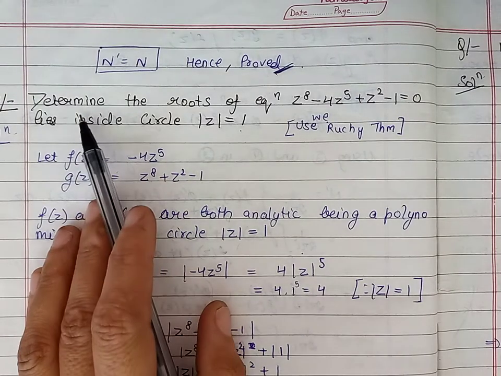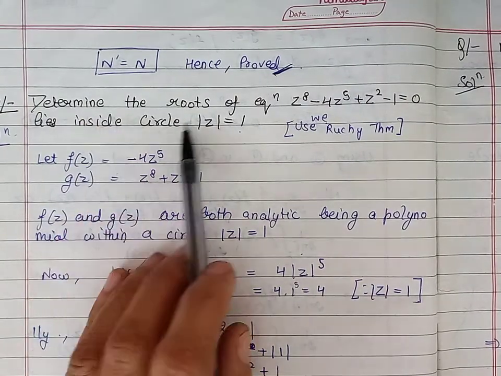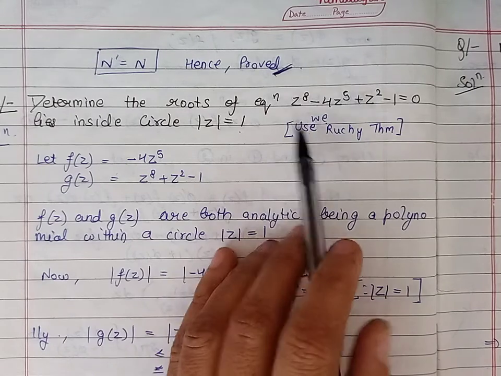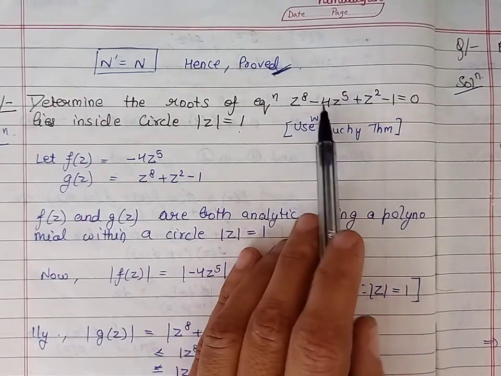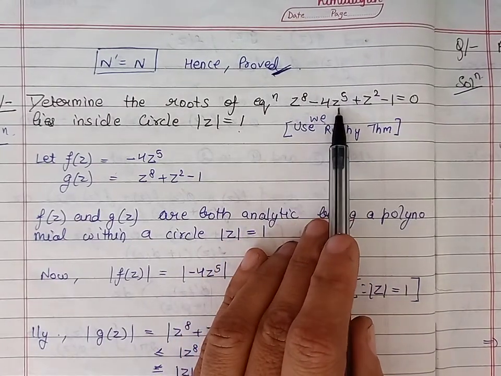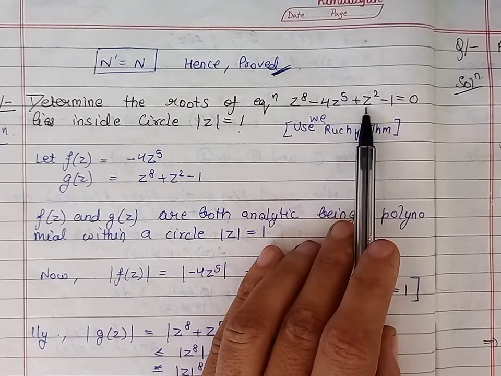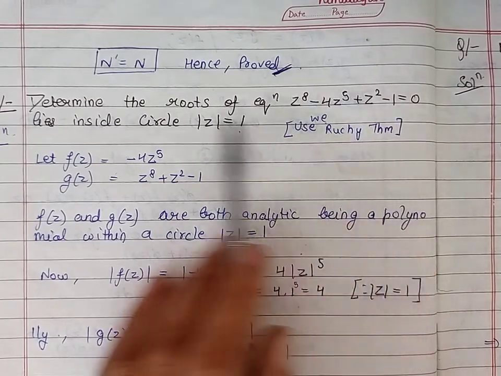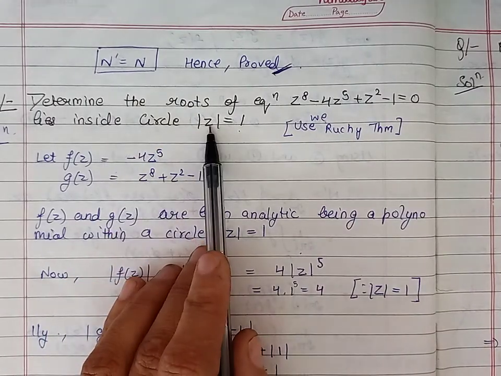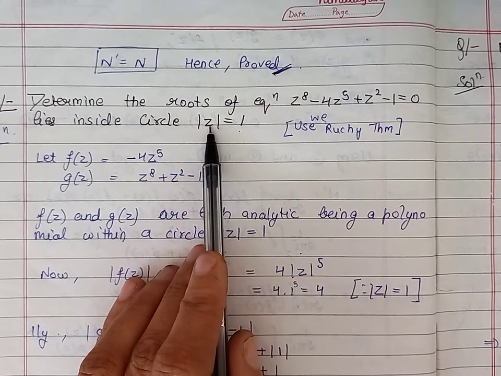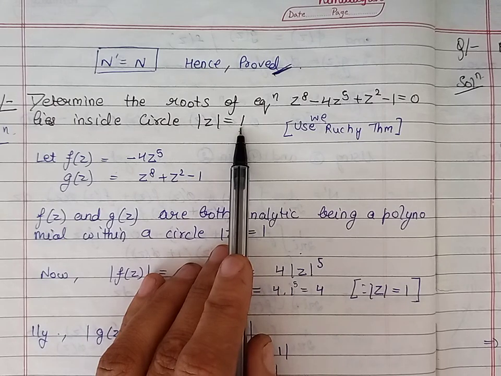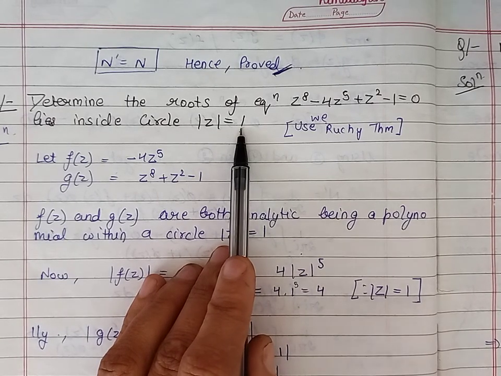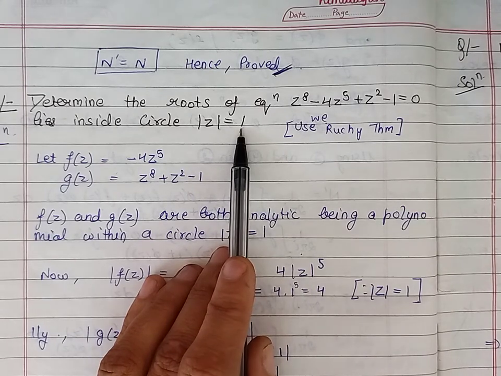So the first problem is: find the roots of the equation z^8 - 4z^5 + z^2 - 1 = 0 lying inside the unit circle having the equation |z| = 1. To find the roots of this equation, we will use Rouche's theorem.